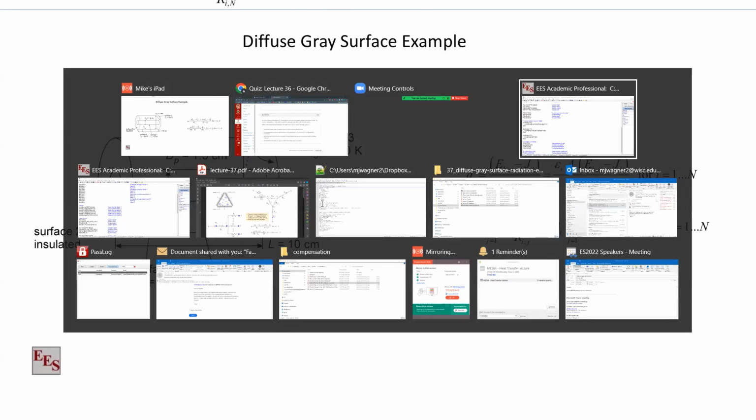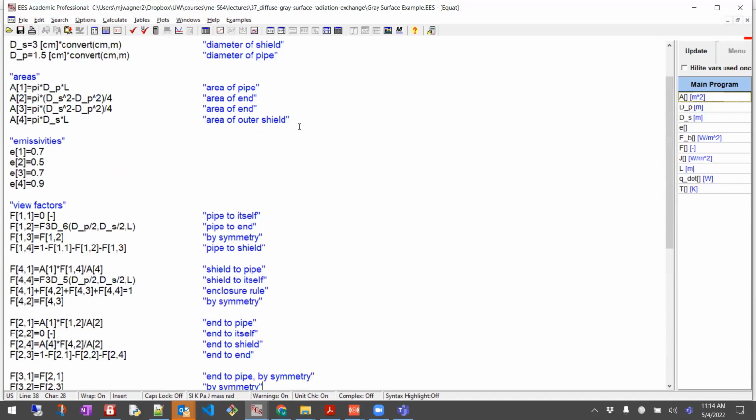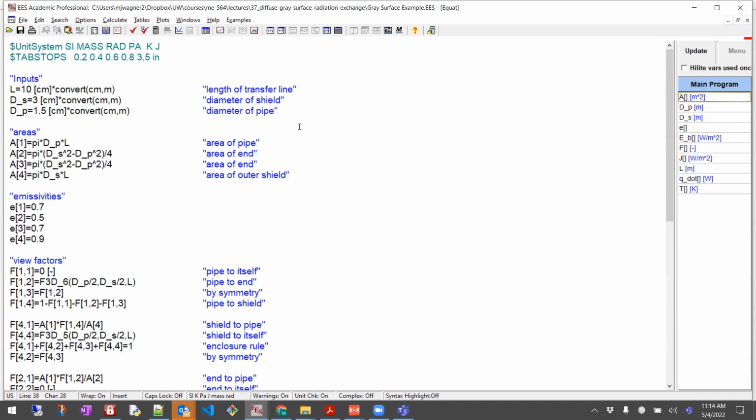Let's see, this one, gray surface example, okay. So this should look really similar to the example we went over the last time we looked at this problem. We start off by specifying our geometry, our areas, that's all the same. Now, instead of every emissivity being equal to 1, we're going to specify an emissivity for each surface. So we now have this vector or array of emissivities that's going to make this a little bit more interesting. We still have our view factors.